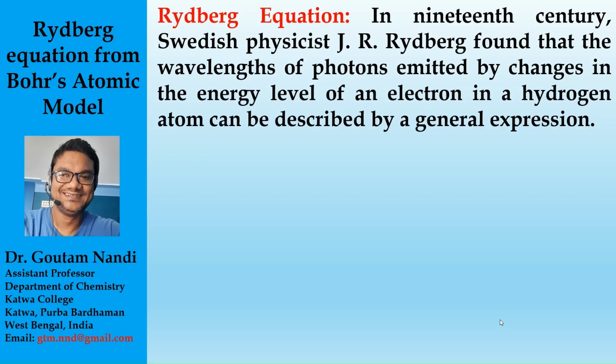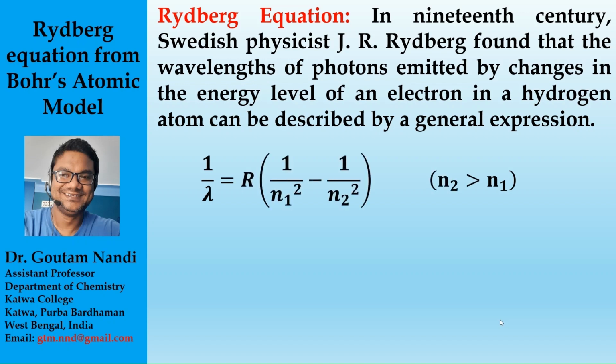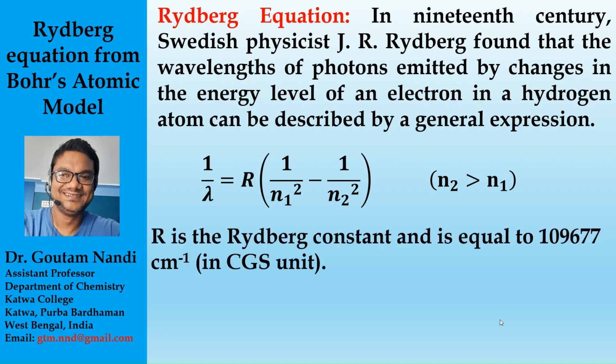First, let us see what the Rydberg equation is. In the 19th century, Swedish physicist J.R. Rydberg found that the wavelengths of photons emitted by changes in the energy level of an electron in a hydrogen atom can be described by a general expression: 1/λ = R(1/n1² − 1/n2²), where λ is the wavelength of the emitted radiation, n2 is the higher orbit, n1 is the lower orbit, and R is called the Rydberg constant, equal to 109677 cm⁻¹. This is the experimental value of the Rydberg constant.